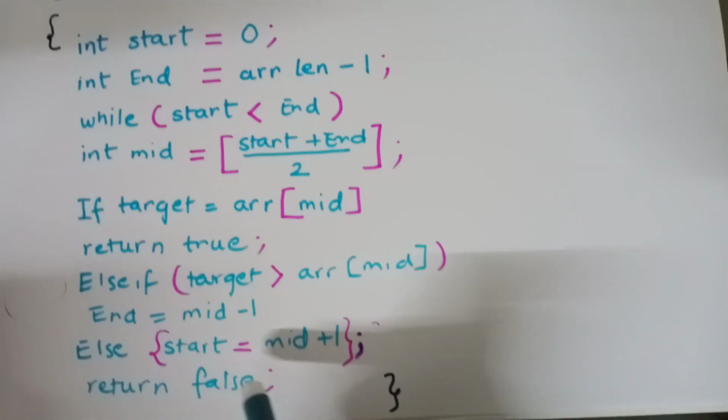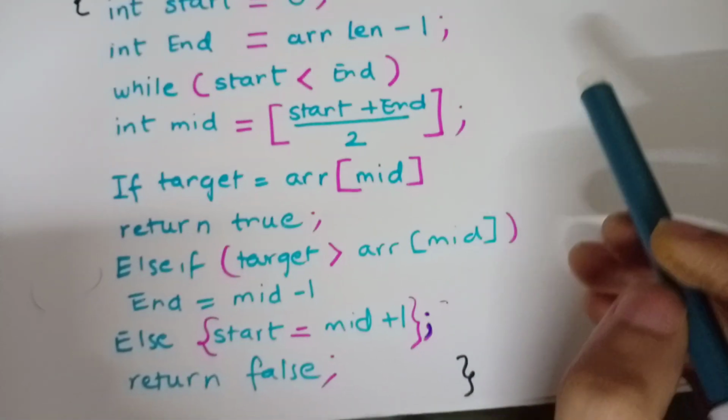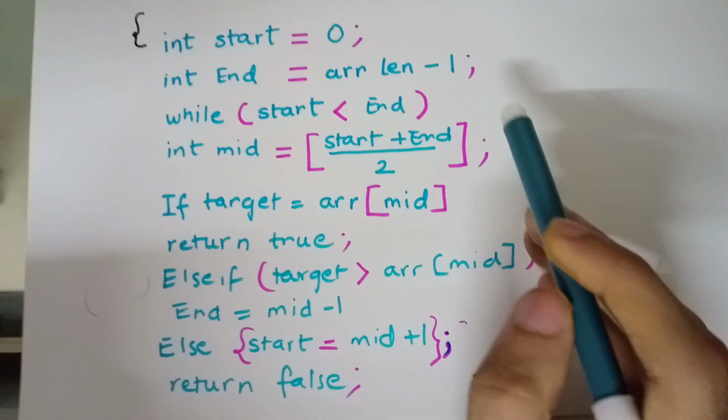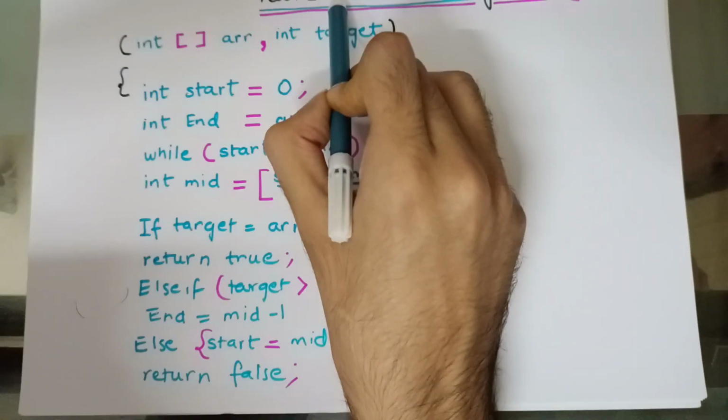Now our loop ends. We return false finally, as in the end we are left with one element and that one element does not turn out to be our target. Hence we return false as our return type is boolean.